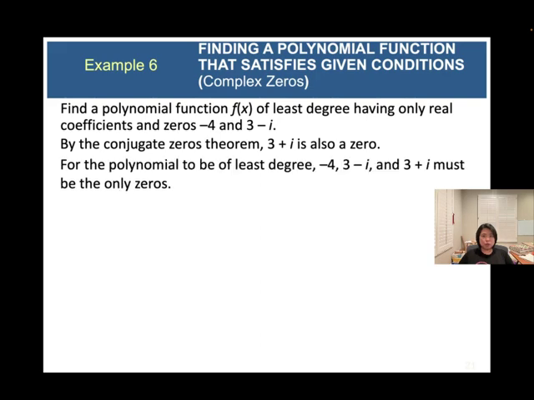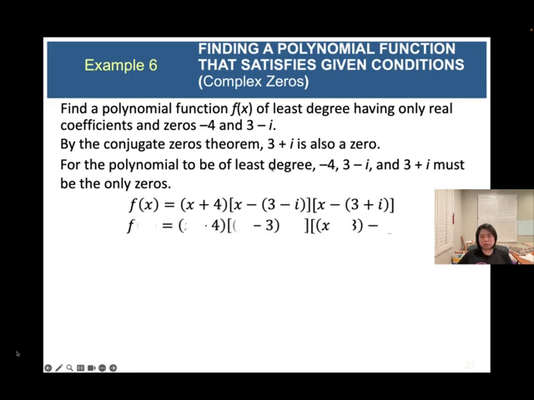So now we do have 3 zeros: negative 4, 3 minus i, and then 3 plus i. Now we're going to revise it to the factors. This one becomes x plus 4. This is going to be x minus the whole thing here. x minus the whole thing here. Okay? So 3 minus i will be the zero, so we have x minus the zero. Okay, just like this guy, x minus negative 4.